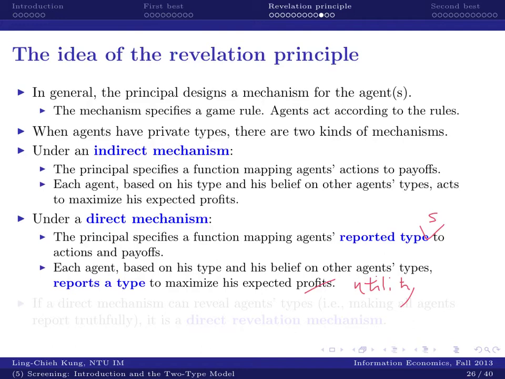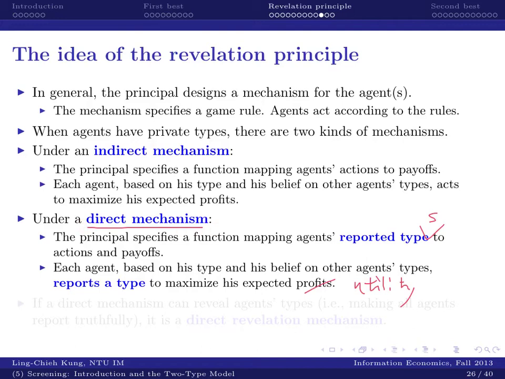Okay? This is the situation. Here, under a direct mechanism, what's happening is that, for example, in our previous case, you tell me your valuation, low or high, and then I will give you a quantity and a payment, or I will charge you a price. That's exactly, I give you two options, QH, TH and QL, TL. And then you select one of them, right?